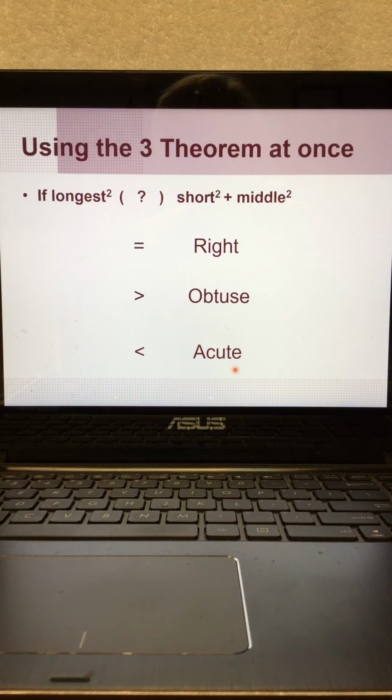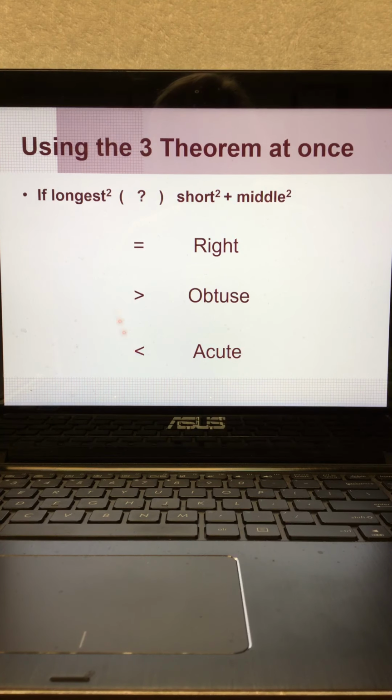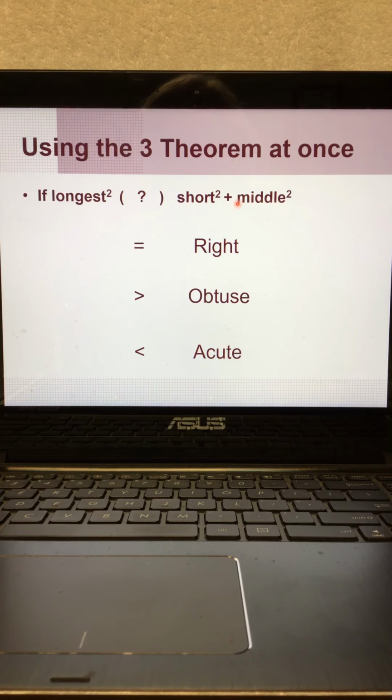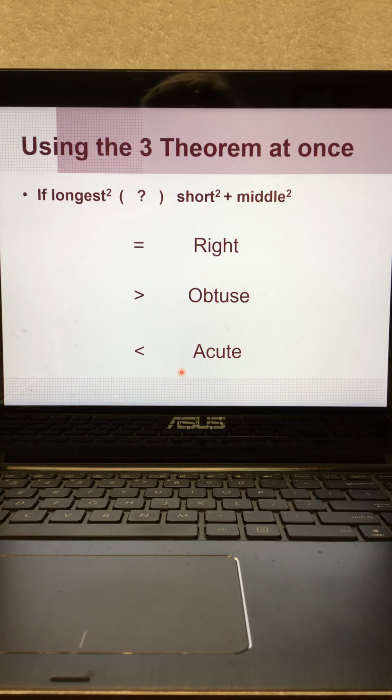Now this is the important thing, is that you have to line up your numbers like I have here. The longest side has to be isolated on the left by itself. The sum of the squares of the other two is on the right. If you don't remember to line it up like this, then this chart I have goes out the window. It doesn't work anymore. But as long as you're lining them up according to the hypothesis of these theorems, then you're going to get the correct answer.